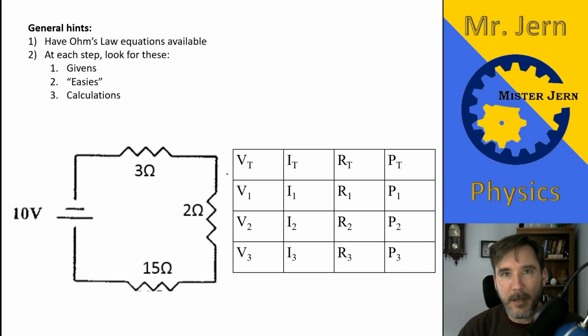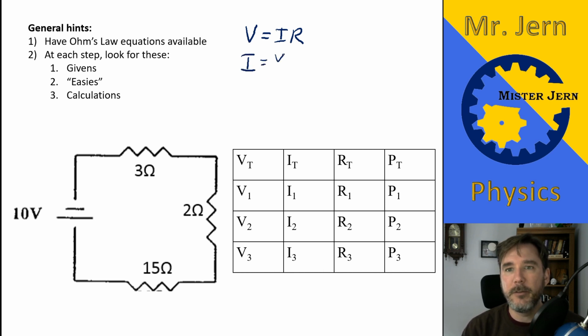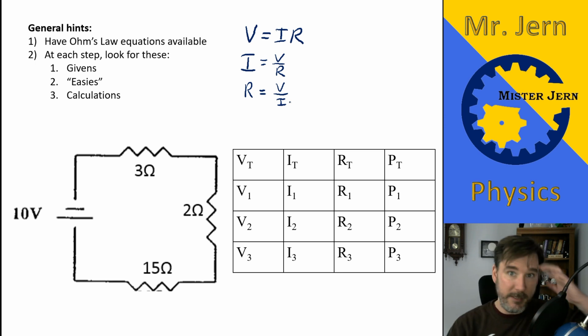Well, to solve for circuits, there's a couple things. First of all, I have these general hints up here. They're not steps, just tips that I found in my experience help me remember what to do. The first thing I like to do is have the Ohm's law equations available. However you want to write V equals I times R, if you want to do the triangle trick, whatever works for you. Current is equal to V over R, and resistance is equal to V over current. Those help because we're going to need all of those as we go.